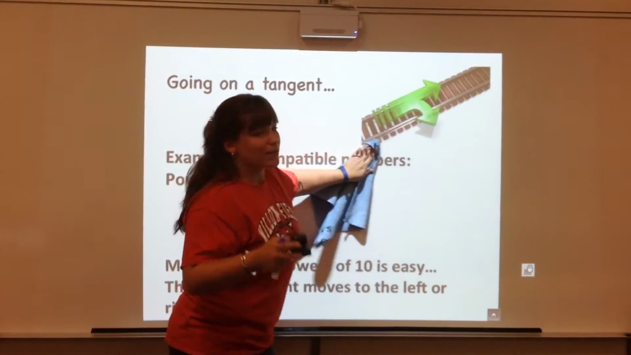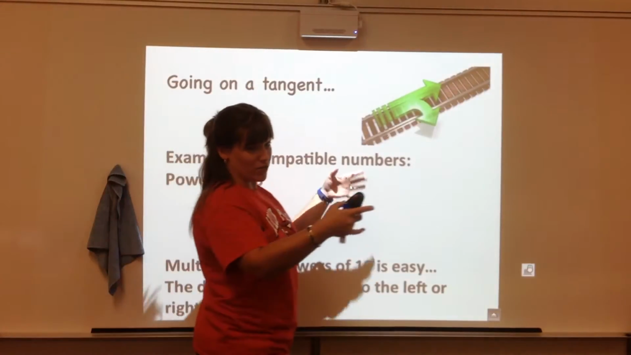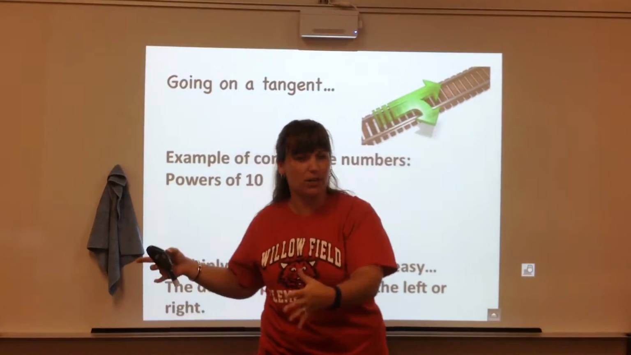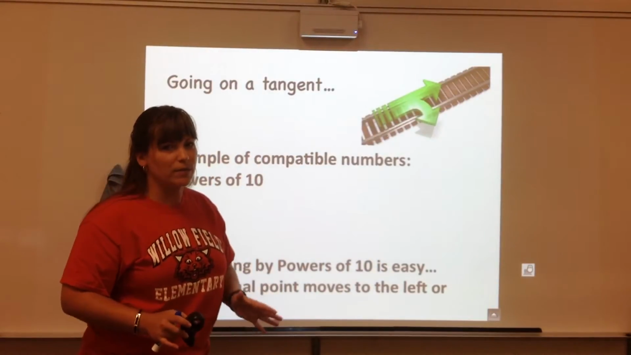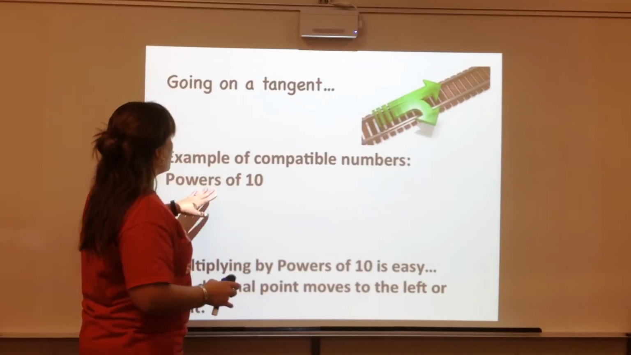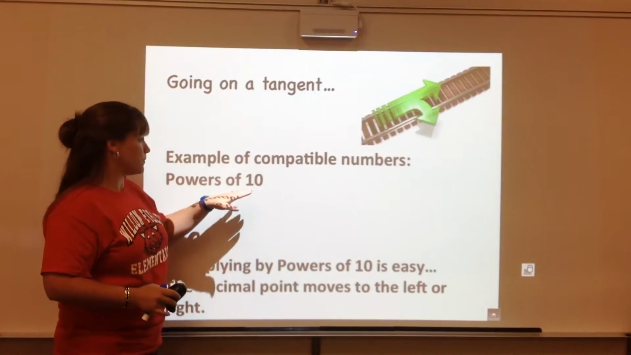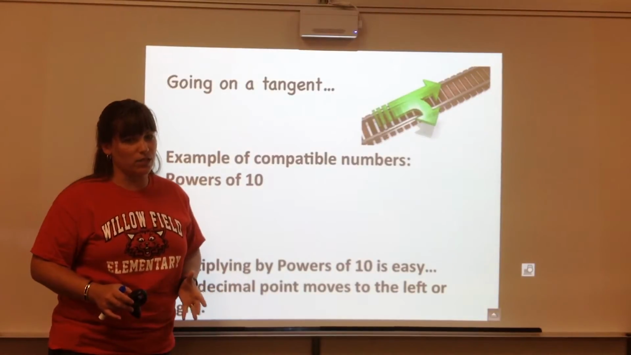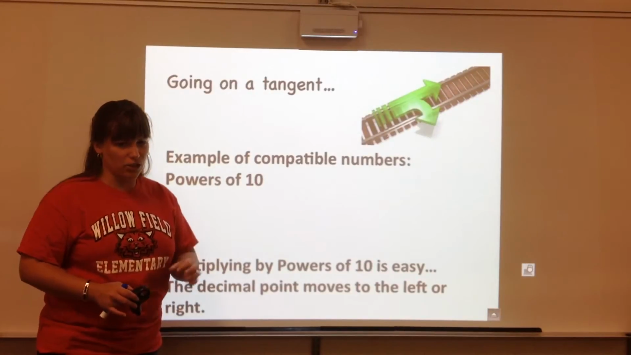Now I'm going to take a little bit of a tangent here. A tangent means you're going in one direction, talking about division. Oh, wait, no, we're going to talk about multiplication for a second. But it is related. The whole point of compatible numbers is to make your life easy, and shortcuts are one of those. An example of working with compatible numbers, 10s. 10 is a really nice number to work with. It's very easy to work with. Powers of 10, just a little bit of review.